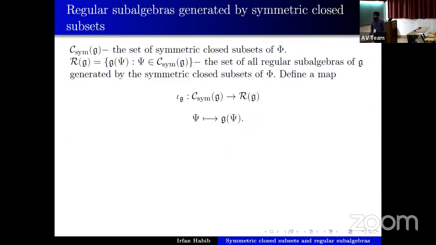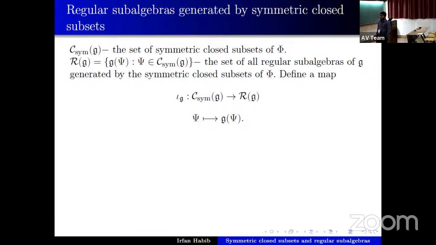Okay, so we'll now try to understand the map defined in the Roy and Venkatesh paper, and try to answer the question of whether we can extend this map. Let Sym G be the set of all symmetric closed subsets, and R(G) be the regular subalgebras which are generated by the symmetric closed subsets.